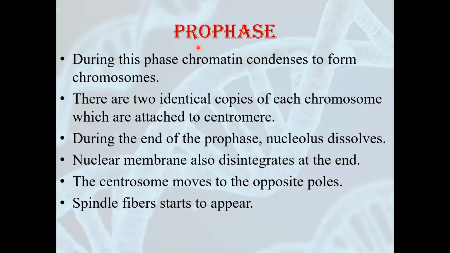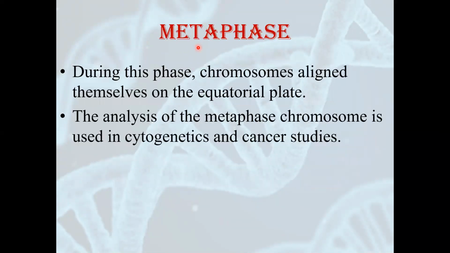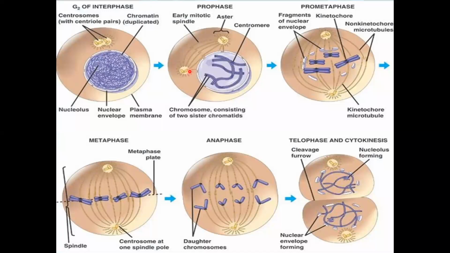So this is prophase. Second is metaphase. What happens in metaphase? Chromosomes will get aligned at the center at the equatorial plate. Here, this entire line is called the equatorial plate or metaphasic plate. All the chromosomes will align here. Now, when you see this entire thing, this diagram or this phase is the best phase to study the structure of chromosomes.